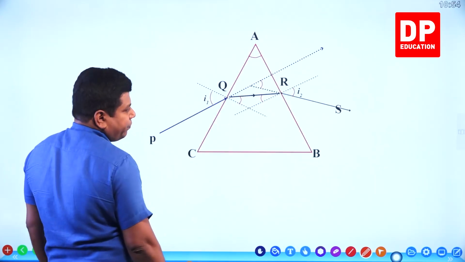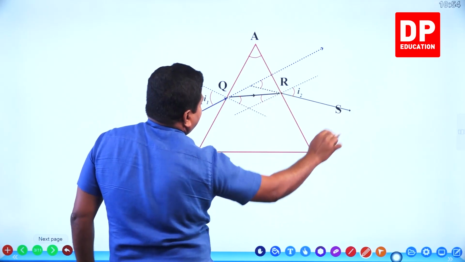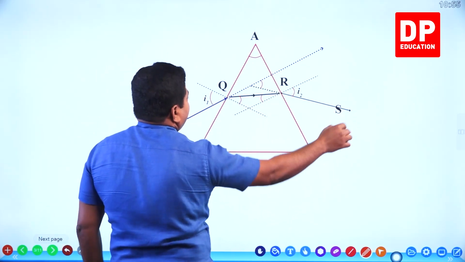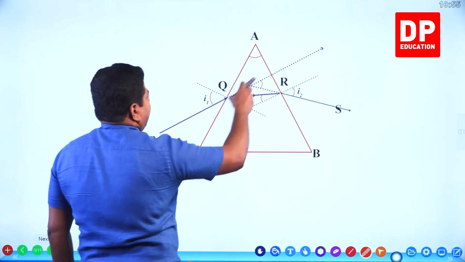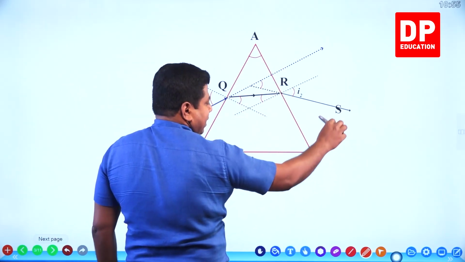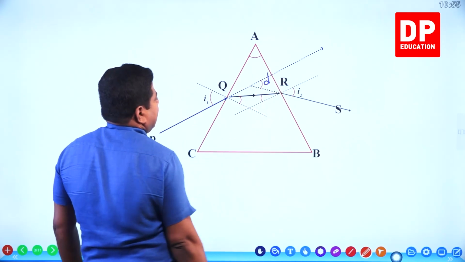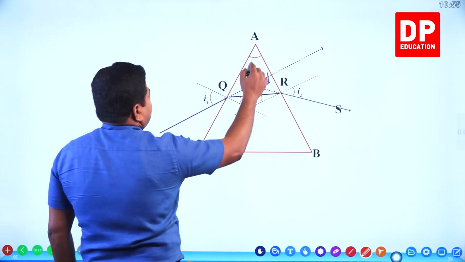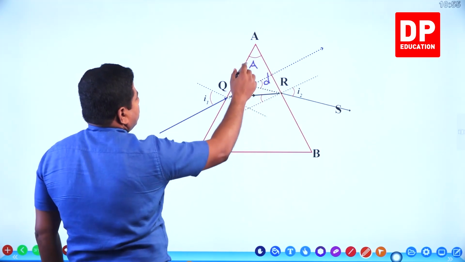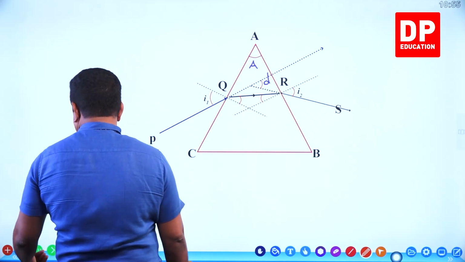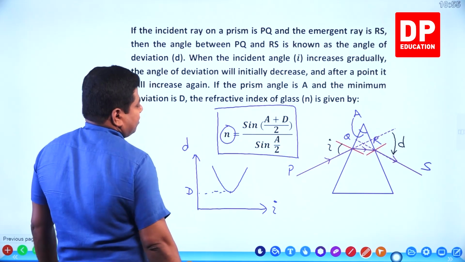Look at this again. This is the incident angle, the refracted angle, the refracted ray and the emergent ray. You extend the incident ray and extend the emergent ray backwards. So this is where D is going to be, D. This angle is A, right? You can use A and D and find the refractive index of glass.